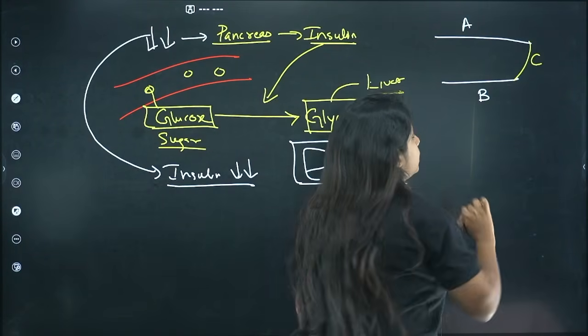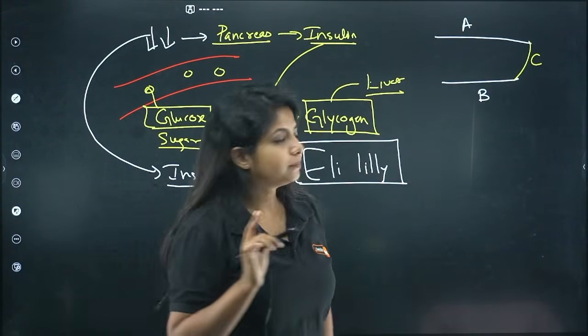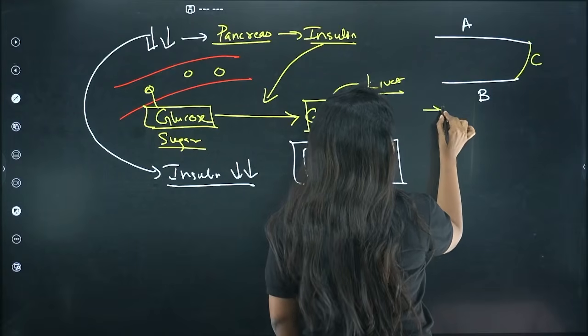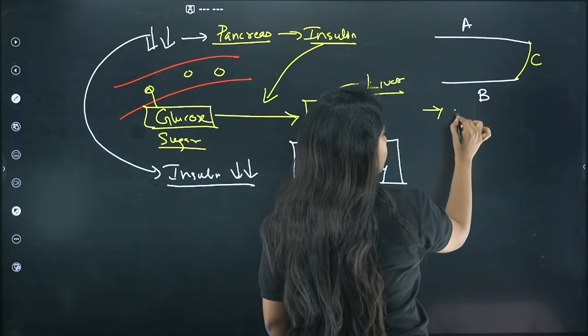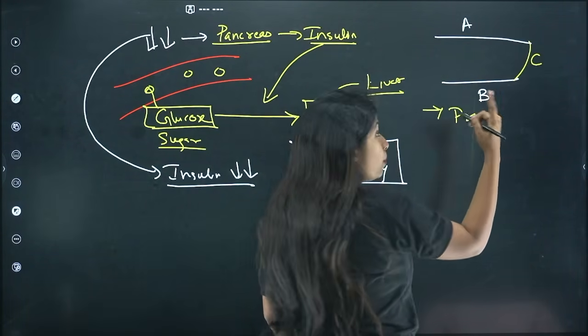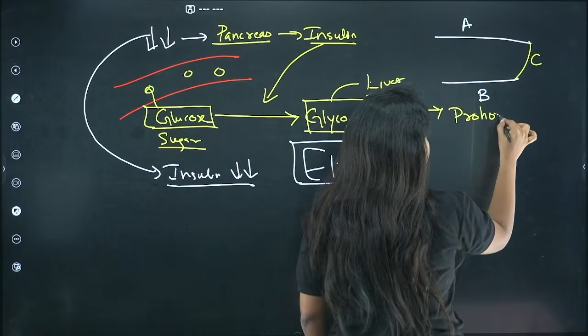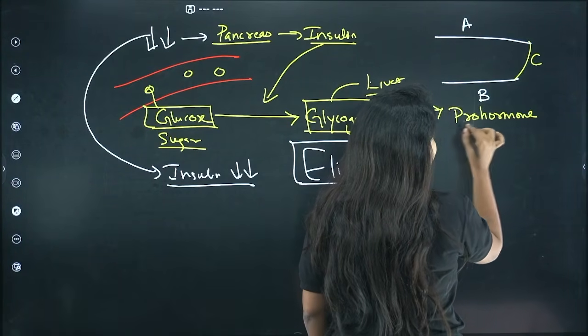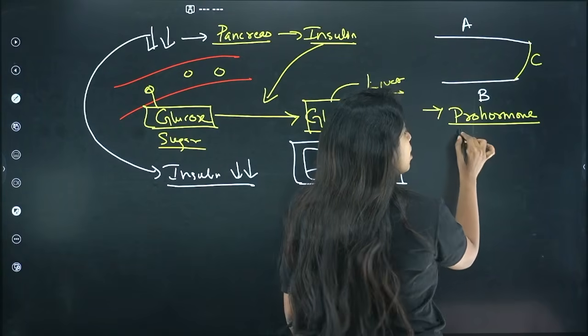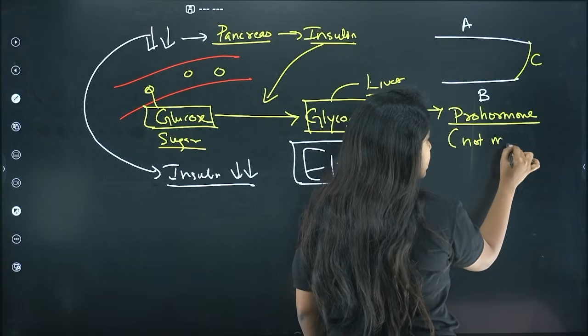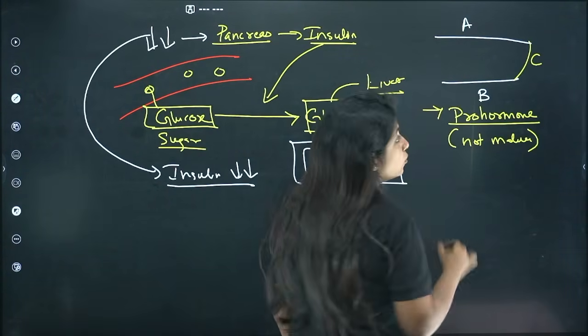Okay? Listen to me very carefully. This is pro-hormone. What do you mean by pro? You remember protoxin? That means it was inactive. Similarly, when I say that a hormone is pro-hormone, I mean that it is not the mature form of hormone. This is not the working form of hormone that we have.